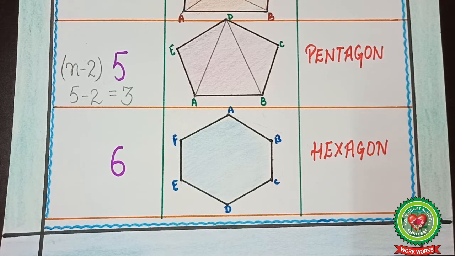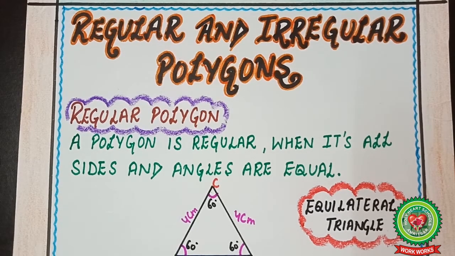Alright students, now we will talk about the types of polygon, that is regular and irregular polygons. First of all we will talk about regular polygons. What are regular polygons? A polygon is regular when all its sides and angles are equal. I'm repeating it: a polygon is called a regular polygon when all its sides and all its angles are equal.